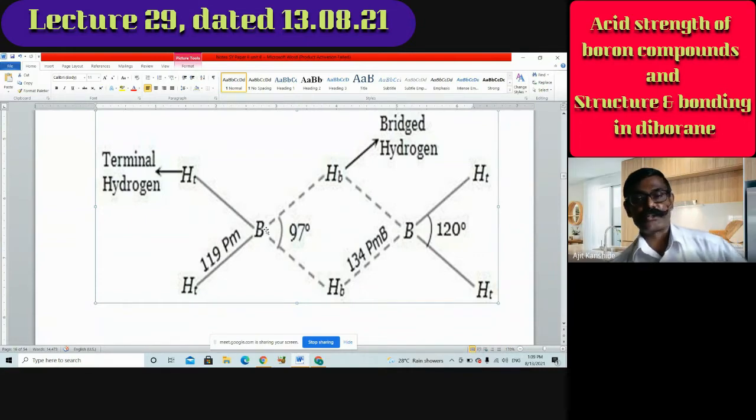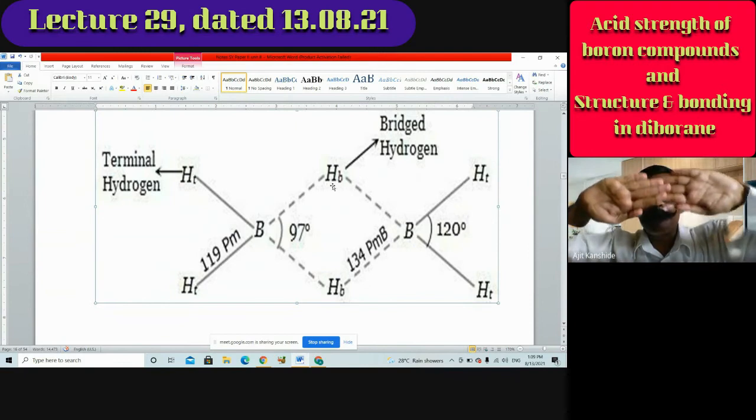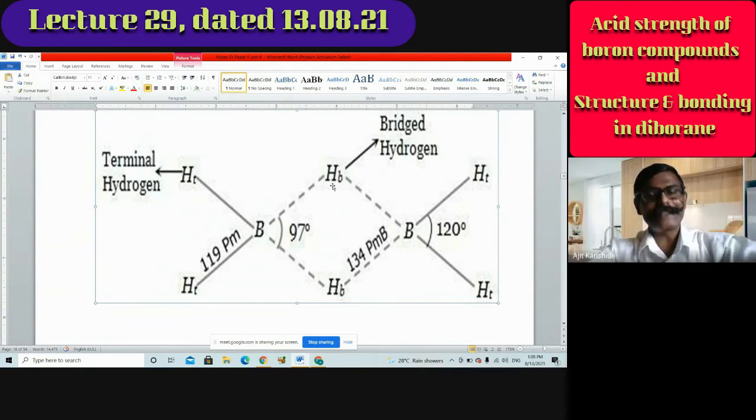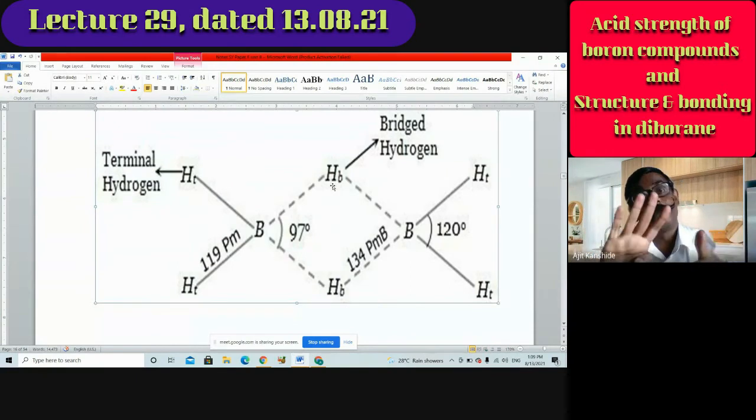Now, next imagination. I am asking you to imagine the bridged hydrogens. Out of these 2, one is upside and the other is downside to the screen. Suppose you are seeing the screen of a mobile or a PC. On the screen we are considering 4 hydrogens and 2 borons. And what about these bridged hydrogens? I am asking you to imagine one of the bridged hydrogens towards your side.